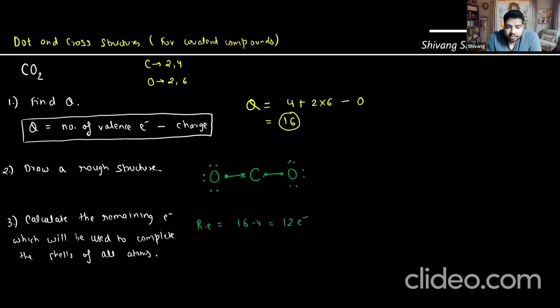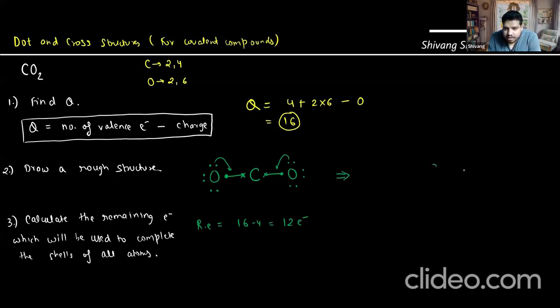We can make it 8 by converting these lone pairs to double bonds on each side. Okay, that is what you have to do. So if the central atom doesn't have the shell complete, we convert the lone pairs into a double bond to complete their shell. And now how would it look?